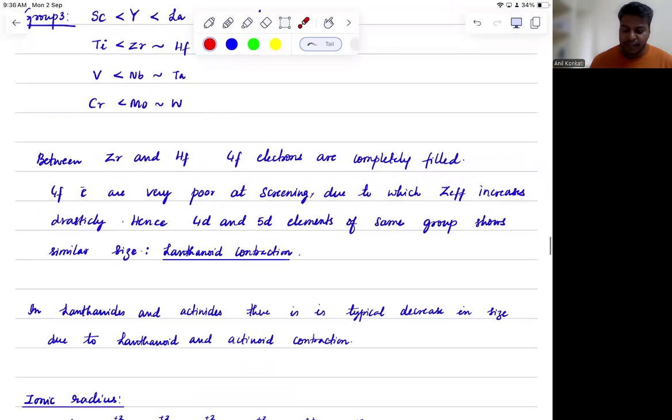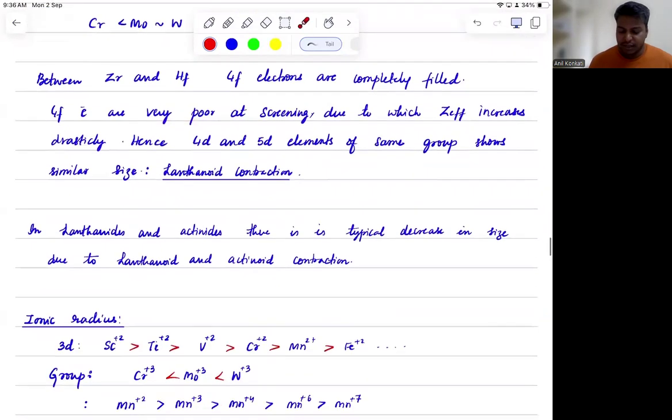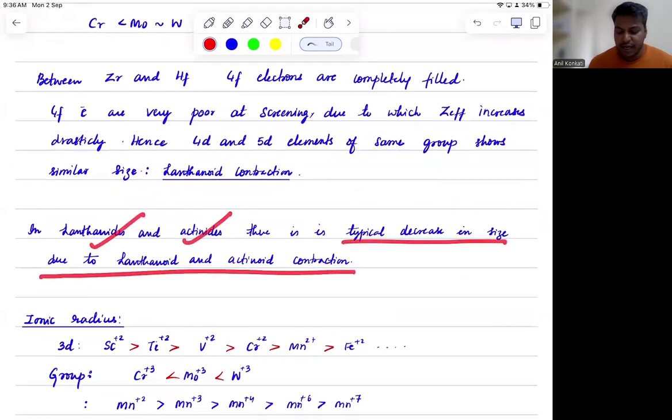This has to do with the fact that in hafnium, tantalum, and tungsten, the 4f electrons have already been filled, and that gives a very poor screening effect. Due to this poor screening, Z effective increases drastically, and hence 4d and 5d elements of the same group show similar sizes. This is what we call lanthanoid contraction. And in lanthanides and actinides, there is a typical decrease in size due to lanthanoid and actinoid contraction.